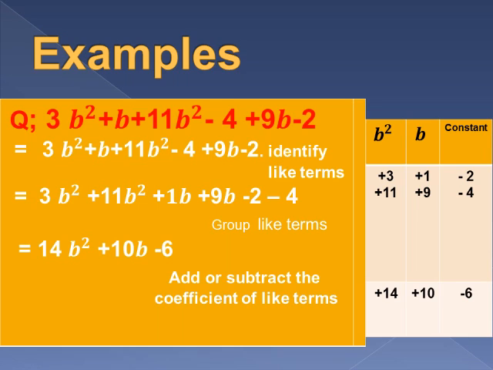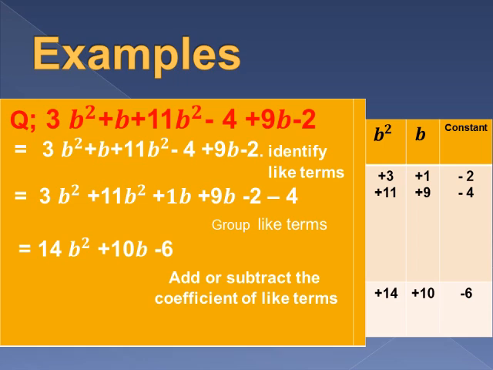Now in the first step we will identify the like terms. Now here 3b square and 11b square are the same type, and b and 9b are like terms. Minus 4 and minus 2, these two are constants. Now we will group these like terms in the next step: 3b square plus 11b square plus 1b plus 9b minus 2 and minus 4. In the end we will add or subtract the like terms. We can't add or subtract unlike terms.